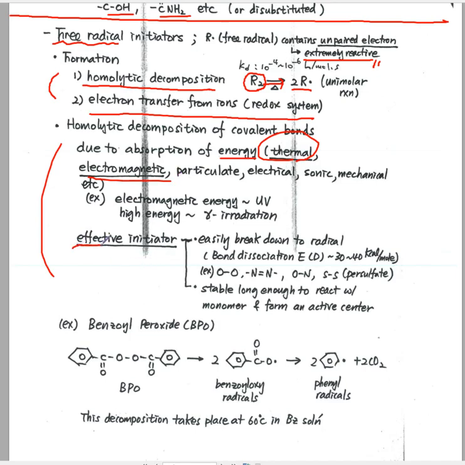So an effective initiator should have these kinds of characteristics, such as it should be easily broken down to a radical, which means the covalent bond strength should be small, about this range. Covalent bonds with this kind of relatively small bond strength include the oxygen-oxygen single bond, nitrogen-nitrogen double bond, oxygen-nitrogen single bond, or sulfur-sulfur single bond.